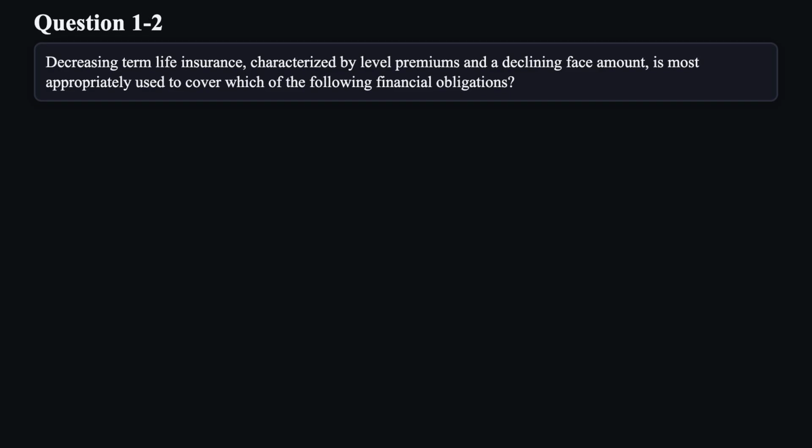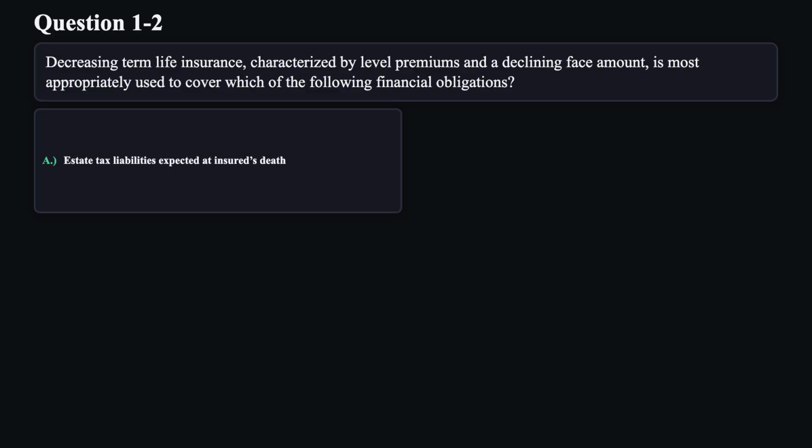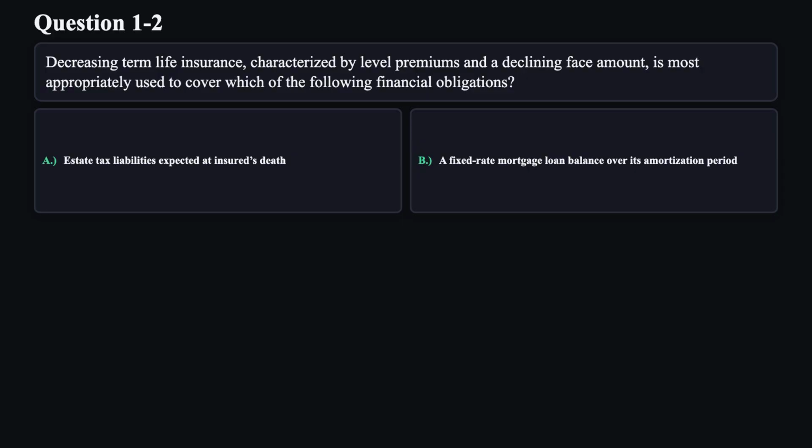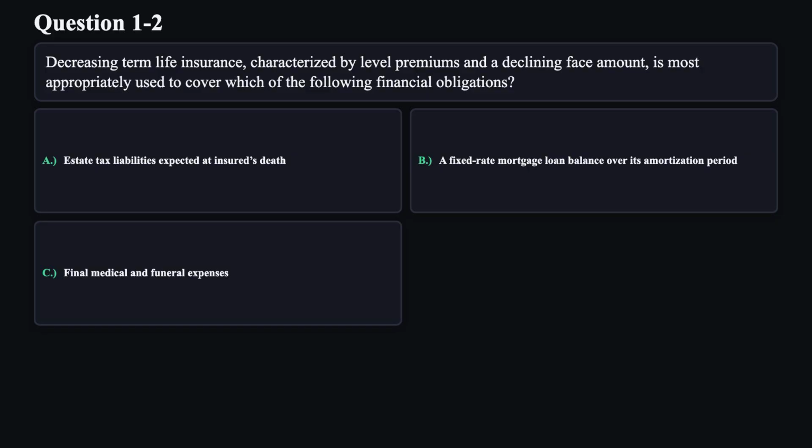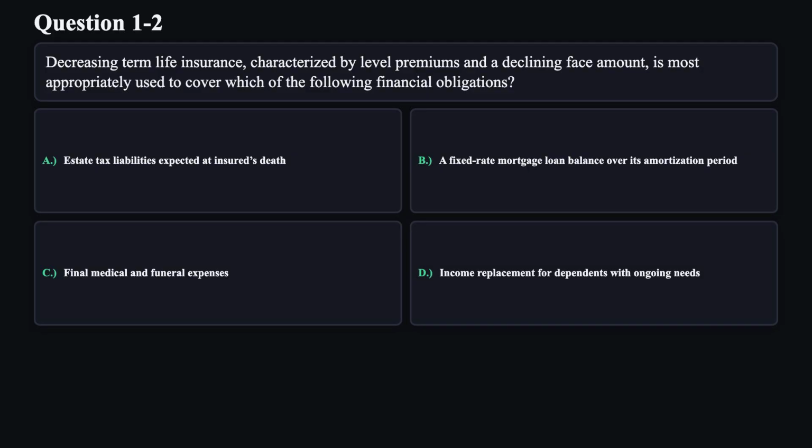Question 2. Decreasing term life insurance, characterized by level premiums and a declining face amount, is most appropriately used to cover which of the following financial obligations? A. Estate tax liabilities expected at insured's death. B. A fixed-rate mortgage loan balance over its amortization period. C. Final medical and funeral expenses. D. Income replacement for dependents with ongoing needs.